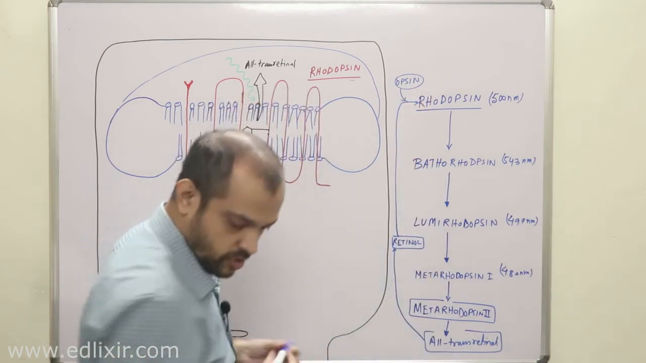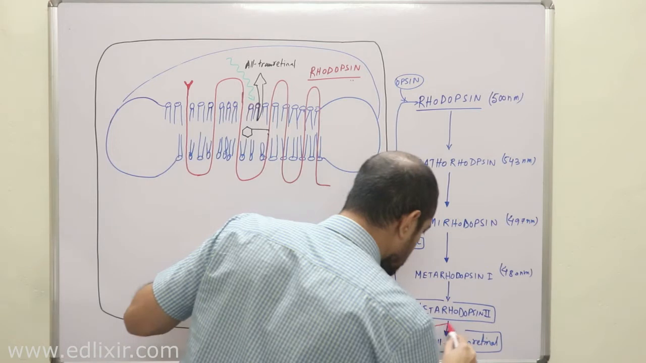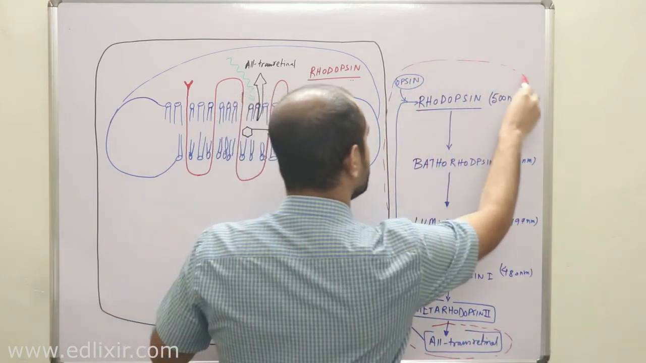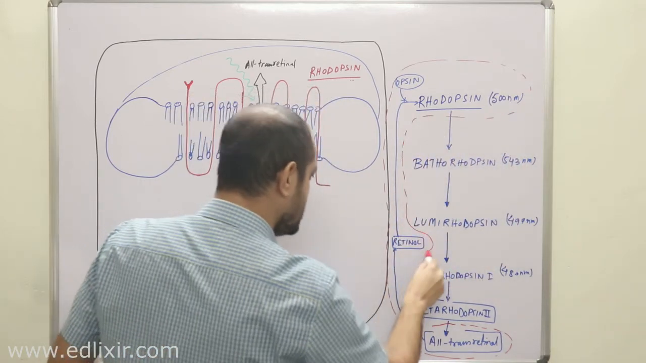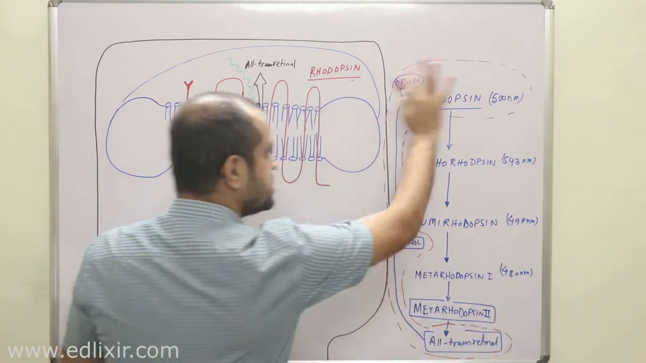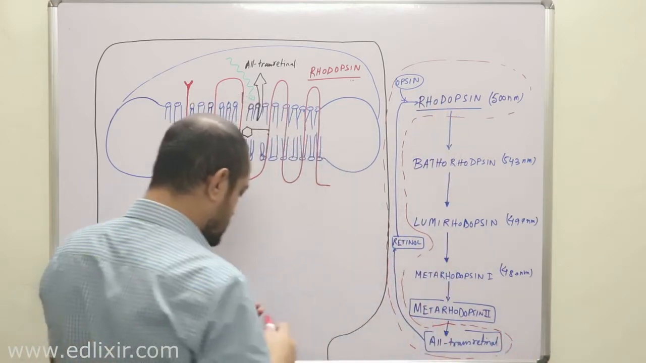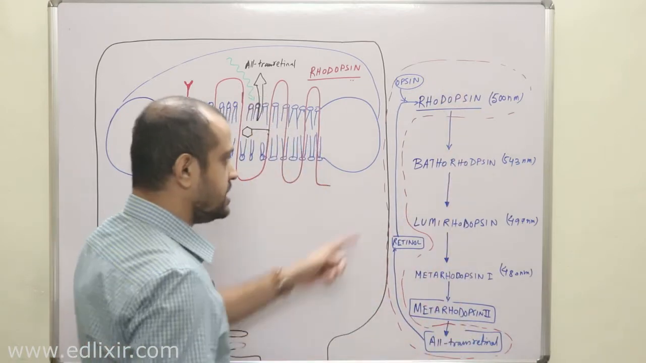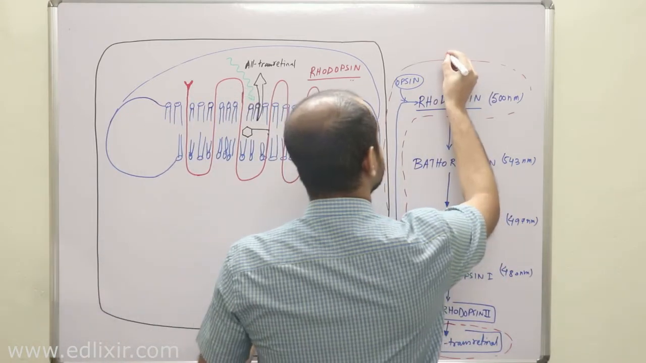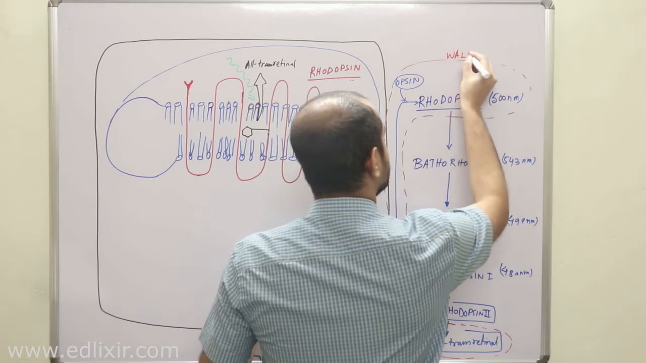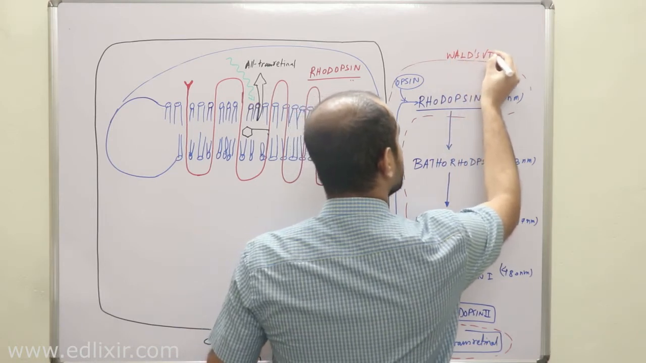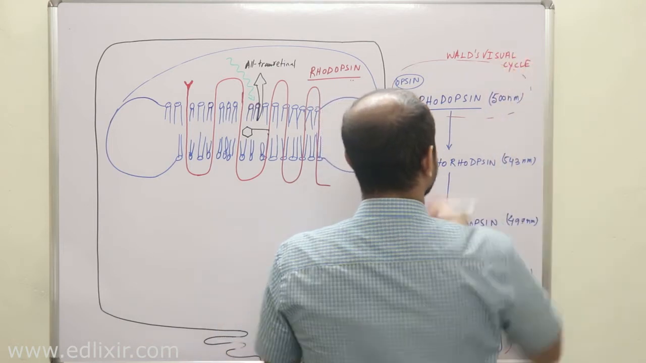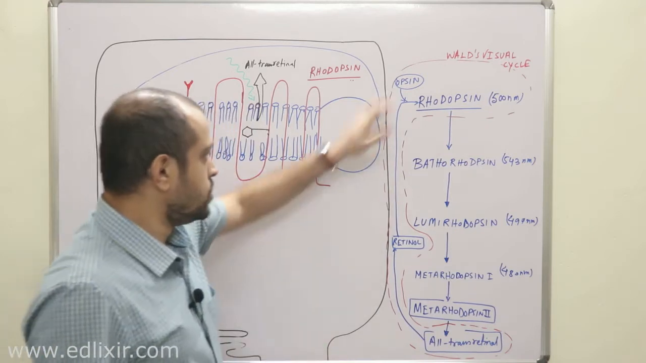Now listen with all your attention. This stage, that is the conversion of all-trans retinal into retinol, then the conversion to rhodopsin, this red dotted part of this flowchart is actually Wald's visual cycle, which I have taught earlier. This is the importance of Wald's visual cycle. People don't understand that they are two different things, okay? So these are the things.